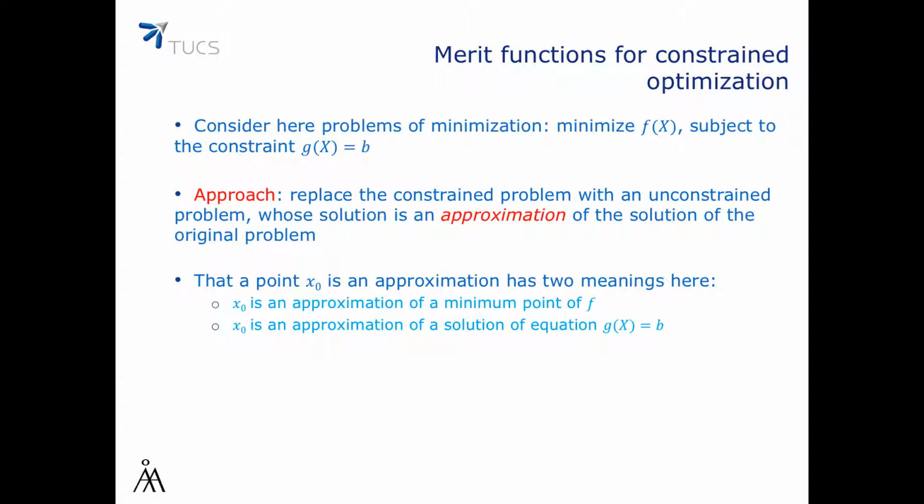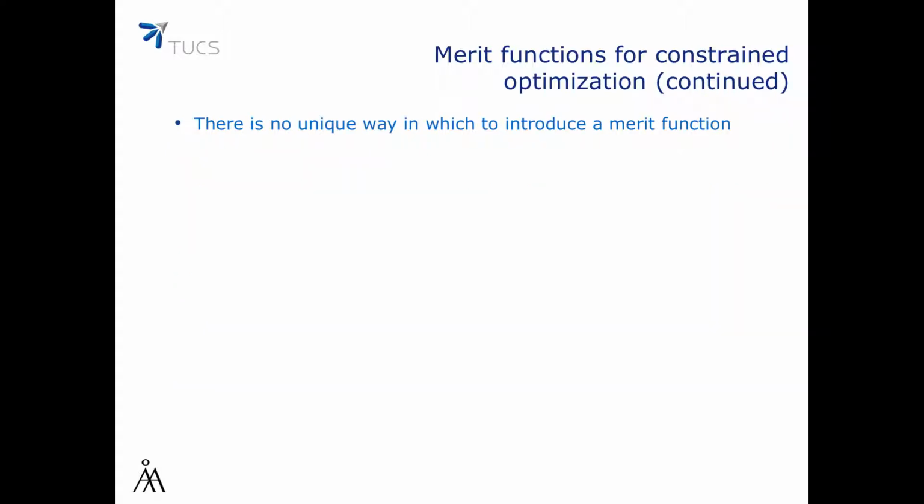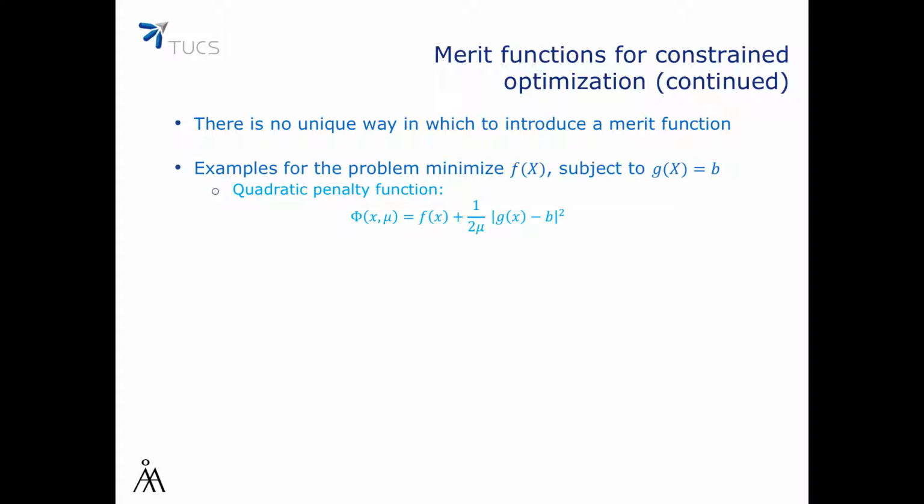That a point x0 is an approximation has two meanings here. On one hand, x0 is an approximation of a minimum point of f, and on the other hand, x0 is an approximation of a solution of the equation g of x equals b. And then we will solve the unconstrained problem as we discussed earlier.